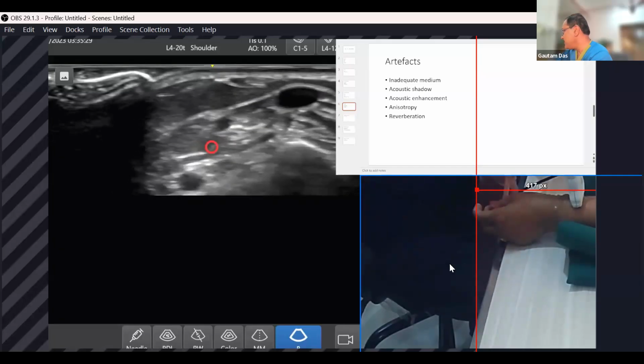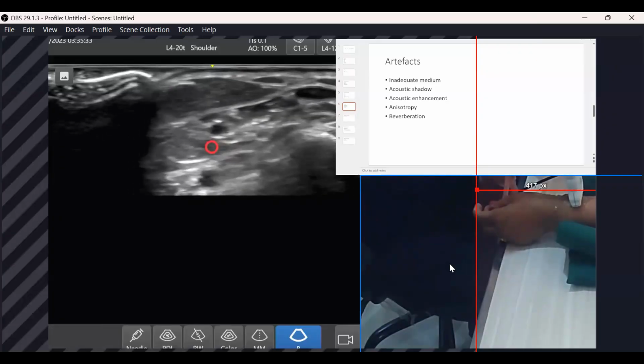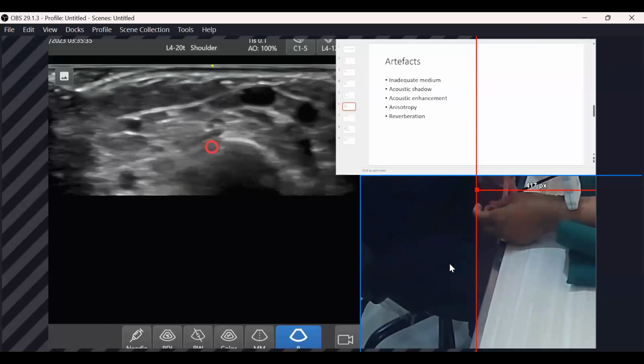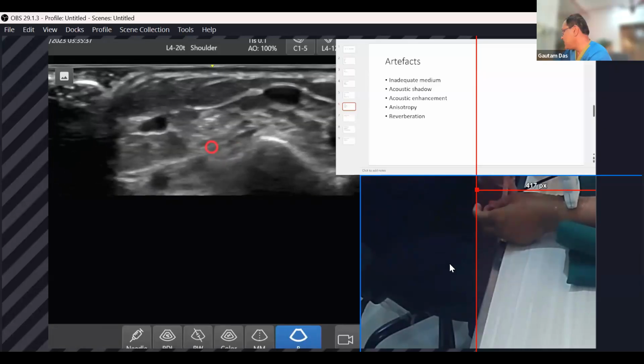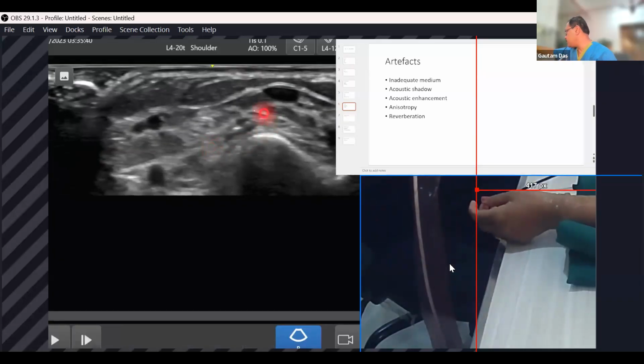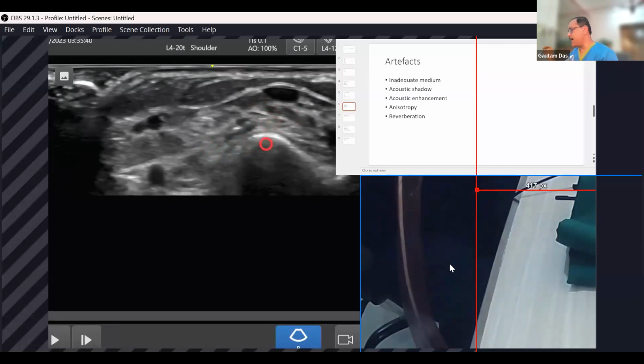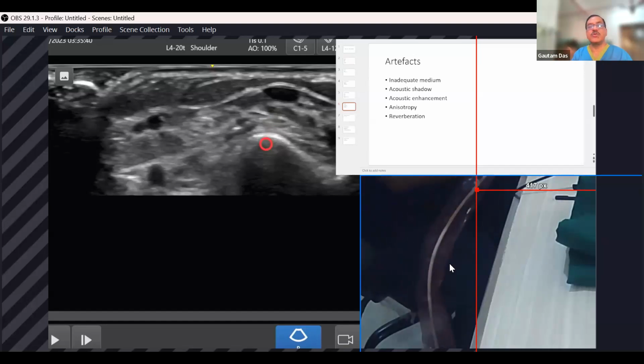Yes? Yes, sir. So this is the superficial branch of the radial nerve, just below the cephalic vein. It is better seen. Why? Because there was acoustic enhancement, and I am seeing the nerve through the blood vessel, so that I can see it better. Next is your anisotropy.